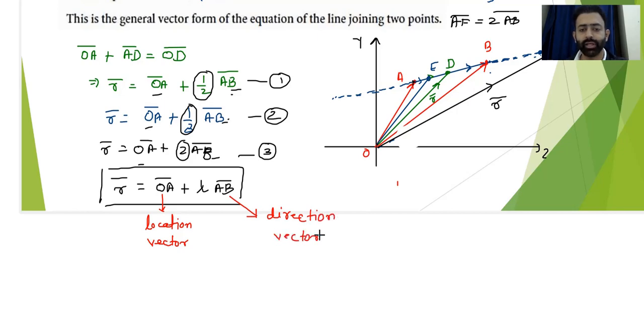These position vector and direction vector are very important when we study the next topic, which is finding the angle between two lines given by their vector equations. Two lines have been given and we have to find the angle, so this direction vector is very, very important. You need to remember this: the vector multiplied by the constant is called the direction vector, and the second vector is the location vector. This is how you derive the vector equation of a straight line.